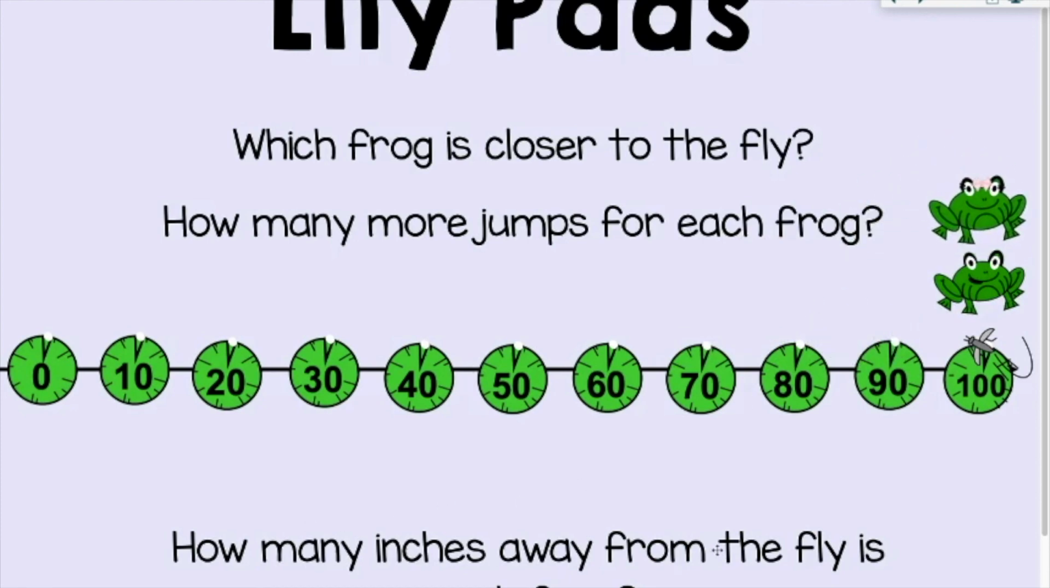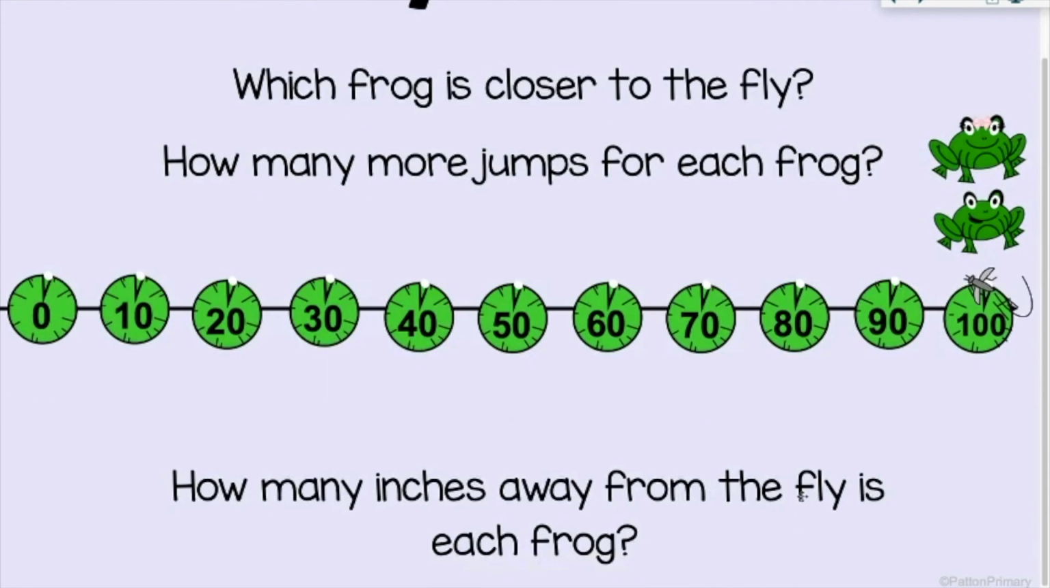So how many inches away from the fly is each frog? Well, if we remember, Tad had to jump 2 times, so 2 jumps is 20 inches. And Polly had to jump 3 times. 3 jumps is 30 inches. So Tad was 20 inches away from the fly, and Polly was 30 inches away from the fly.